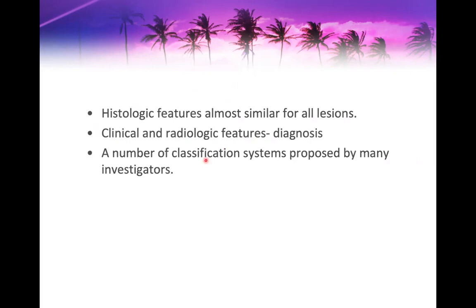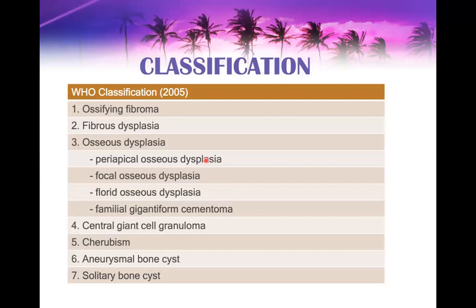Various classification systems have been proposed for this group of conditions. Mainly, two important classification systems have been discussed in this session. The first important one is the World Health Organization Classification 2005, which consists of ossifying fibroma, fibrous dysplasia, the osseous dysplasia group, which consists of periapical osseous dysplasia, focal osseous dysplasia, florid osseous dysplasia, and familial gigantiform cementoma, central giant cell granuloma, cherubism, aneurysmal bone cyst, and solitary bone cyst.